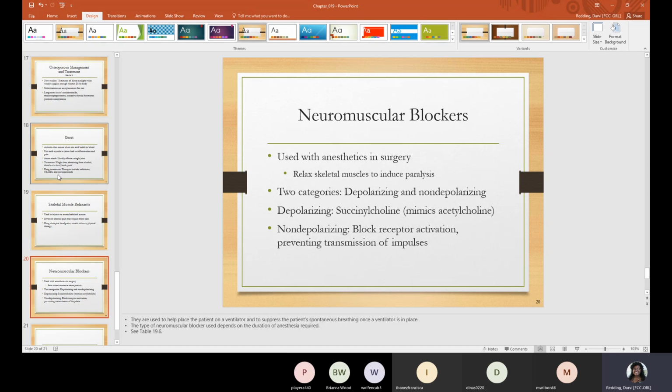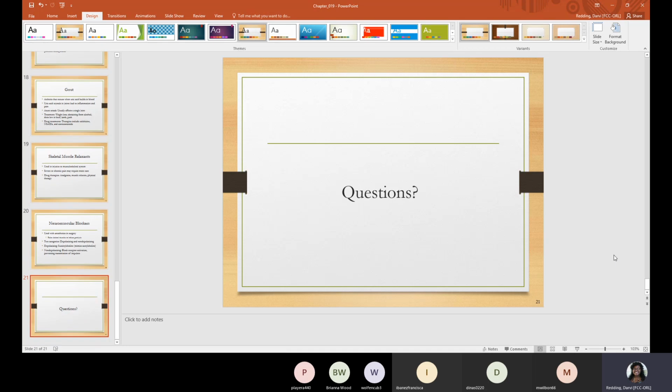transmission of impulses. With neuromuscular blockers, they are used to help place the patient on a ventilator and also to suppress the patient's spontaneous breathing once a ventilator is in place. The type of neuromuscular blocker usually depends on the duration of the anesthesia that's required. To see more information about this, you can see table 19.6 in your books. And that's going to conclude chapter 19, which is therapeutic agents for the musculoskeletal system.